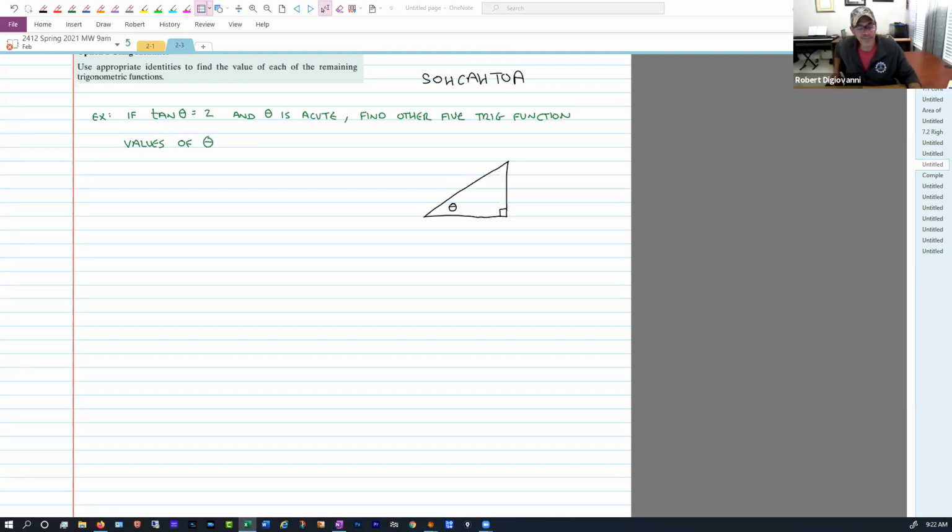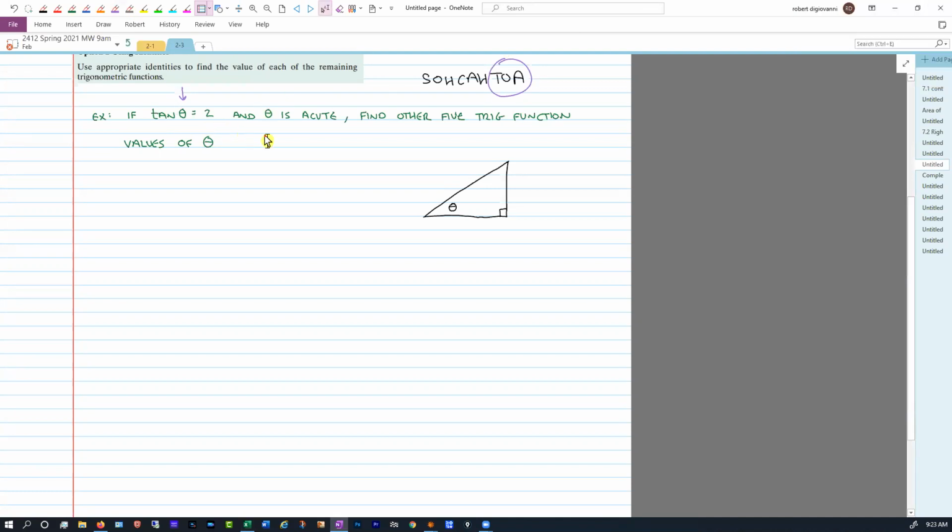Hanging in there. Okay. So what do you think? We're given tangent theta, right? And it's 2. So help me label the sides of this triangle. Tangent is opposite over adjacent, right? And here I have tangent is 2. So how could you look at 2 as a fraction? You could look at 2 over 1. 2 over 1. Good. So we're going to write 2 over 1.